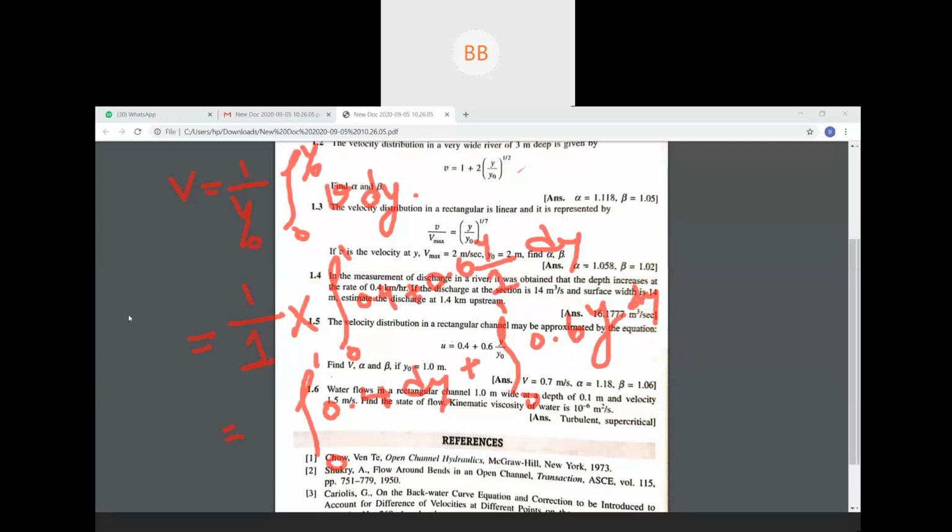So again, if you integrate this, the constant term will be 0.4 times the integration of dy from 0 to 1, plus here the constant term is 0.6 times the integration of y dy, limit is 0 to 1. Okay.